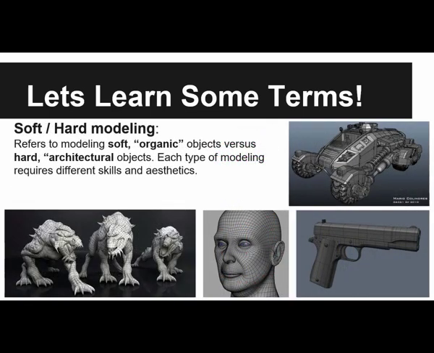Soft and hard modeling refers to modeling soft organic objects versus hard architectural objects. Each type of modeling requires different skills and aesthetics.